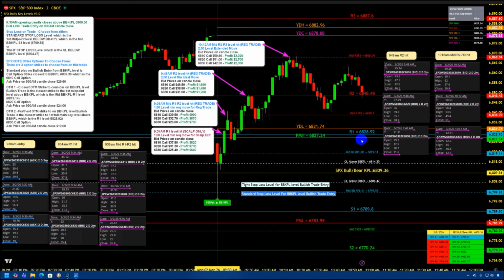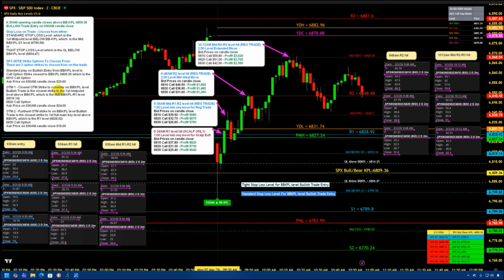And the furthest out of the money is going to be 1 full level away from the level you're taking the trade from. In this case, the bull bear KPL, we're looking above. Since this is a bullish trade, 1 full level above is the R1 level, 68.2892, so that's going to be the 68.30 strike. In this case, a call option, since that is a bullish trade from this level.